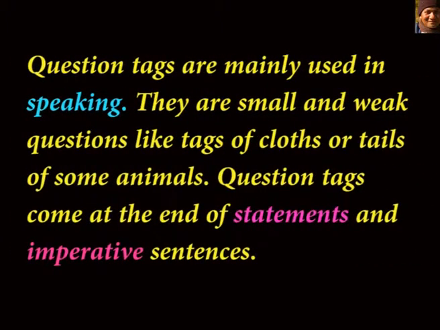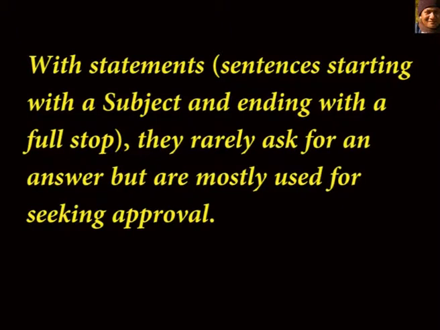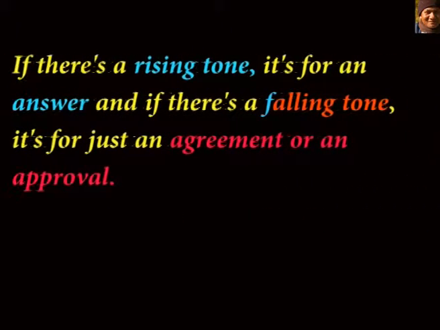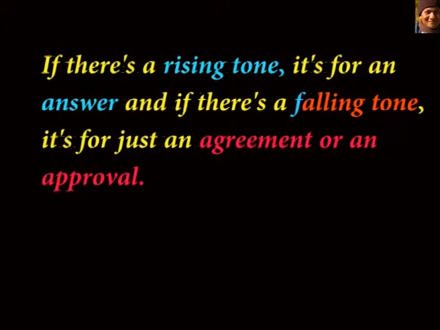Question tags are mainly used in speaking. They are small and weak questions, like tags of clothes or tails of some animals. Question tags come at the end of statements and imperative sentences, with statements being sentences starting with a subject and ending with a full stop. They rarely ask for an answer, but are mostly used for seeking approval. If there is a rising tone, it's for an answer, and if there is a falling tone, it's for just an agreement or an approval.